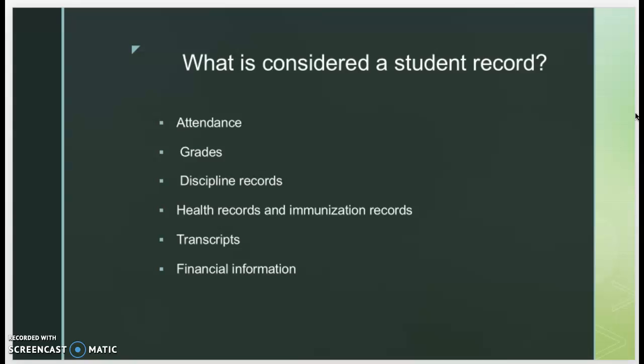As we mentioned before, transcripts that contain grades that are official school information. And also included in this is financial information. A lot of times we think of that being on a college level when we're talking about Pell Grants and any kind of financial aid that the student may be receiving. But this also pertains to a student's free or reduced lunch count information on whether they file in that. I know that school systems are not allowed just to tell whether a student receives free or reduced lunch.